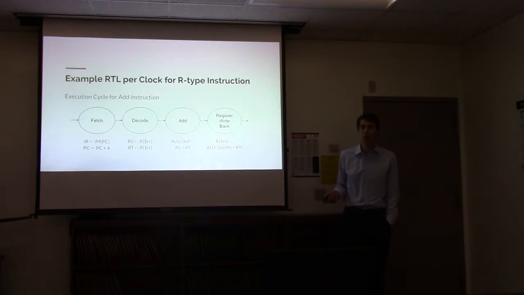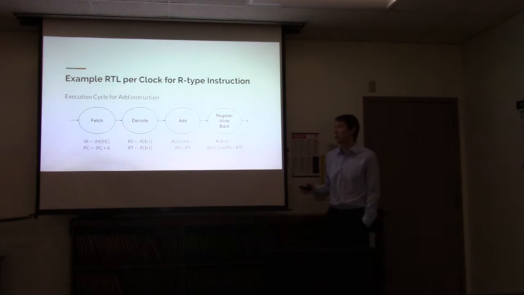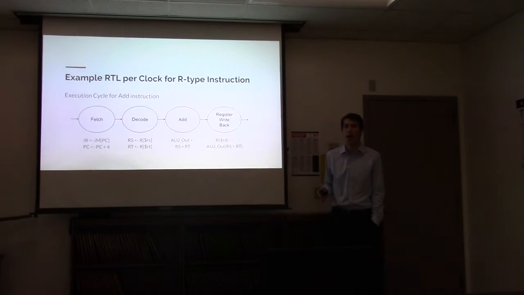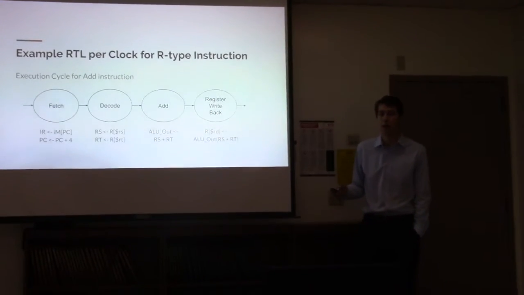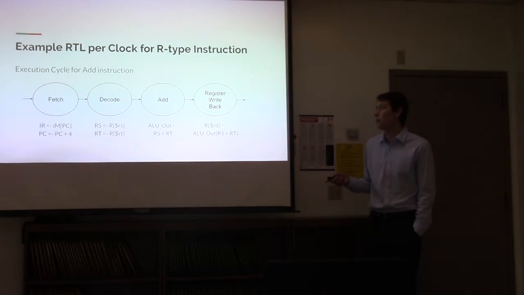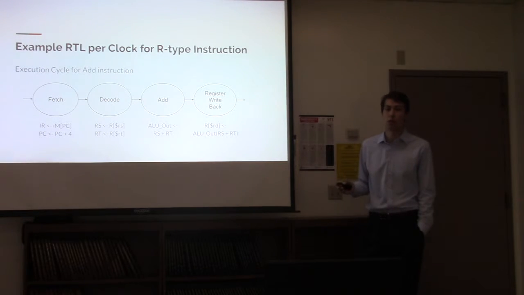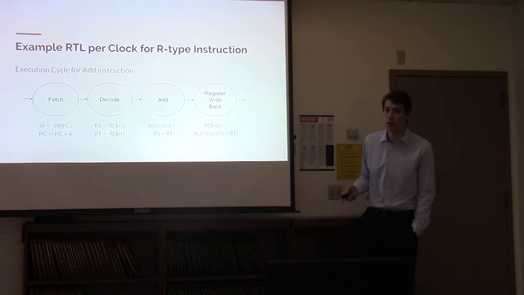In our fetch state, the instruction register is going to get the memory stored at the current location of PC, and the program counter is going to be incremented. And then in decode, RS and RT are going to be put in the registers determined by the address that's in the instruction. And then in our add state, based on the instruction, because it's an add, the ALU will get that function select for add. And then in the last state, the output of the ALU will be written back to the register RD.